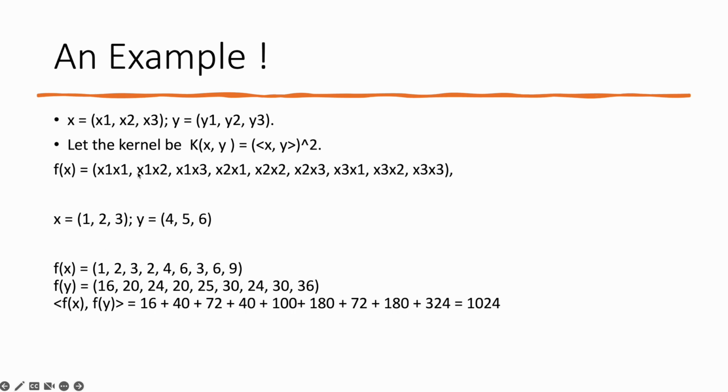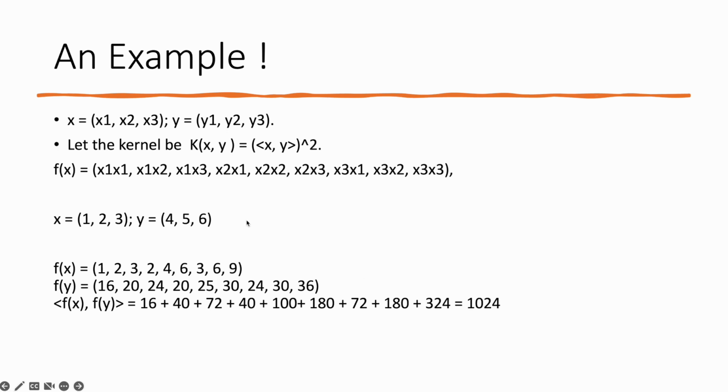Why did we arrive at the nth dimension? Because we are using a polynomial of degree 2, right? Now, if we have to do the dot product in a higher dimension, f(x) and f(y) are in the higher dimension, which is 9 dimensions over here. If I have to do a dot product, what will the dot product be? The dot product will be the multiplication of the first term with the first term, second term with second term, third term with third term, fourth term with fourth term, right? And finally the dot product will be a scalar, which is 1024.